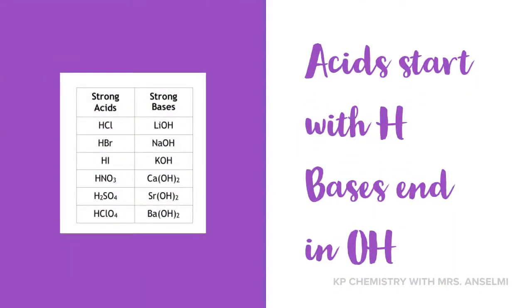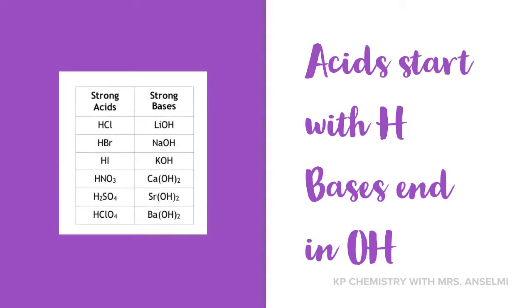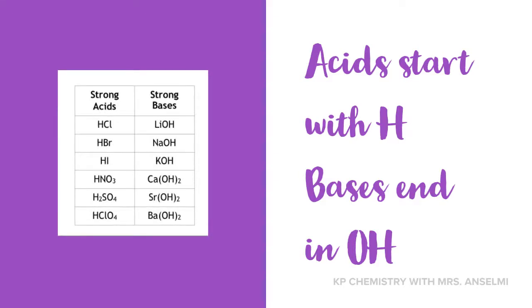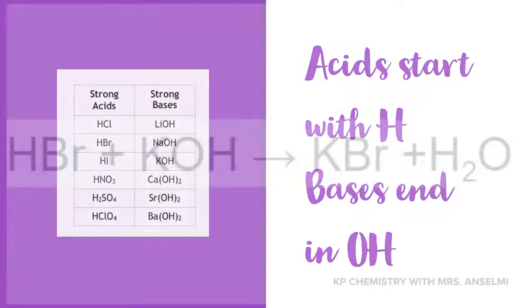Before we can identify a neutralization reaction, you have to know how to recognize an acid and a base when you see them. While we'll learn more about acids and bases later in the year, for now, it's enough that you know all compounds with a hydrogen cation, or compounds starting with H, are acids, and all compounds with a hydroxide anion, or ending with OH, are bases.